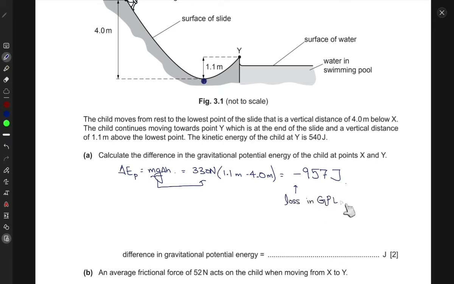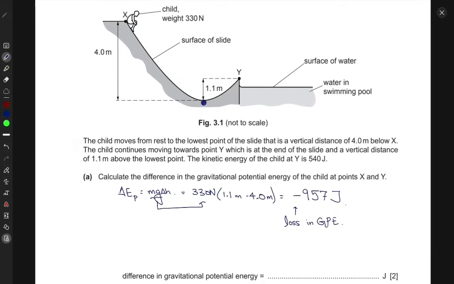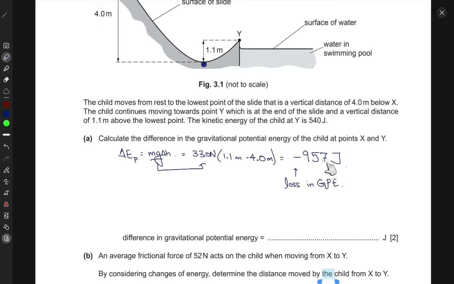Now this negative sign has a meaning. It is telling you that there is a loss in gravitational potential energy, which makes sense because initially he's at some height, and having some height is associated with having some potential energy. That potential energy has to be lost and converted into kinetic energy. That's why the person initially started moving, and so the loss in gravitational potential energy is minus 957 joules. However, the difference in the gravitational potential energy is the absolute value of this, which would be 957 joules.